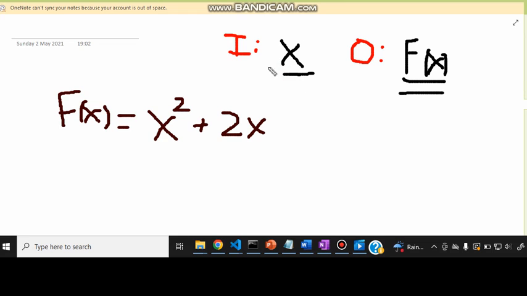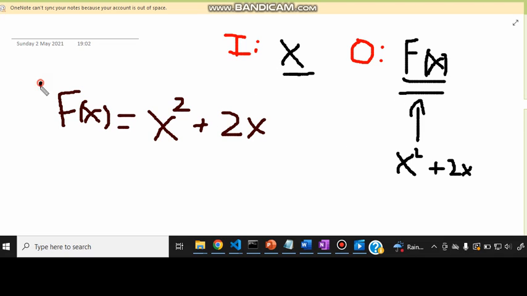So we input in a number, in this case it's x, and then we get our f of x. But this thing is also the same thing as x squared plus 2x in this case, because this will give us the output also. So x squared plus 2x. Okay, so input and output.